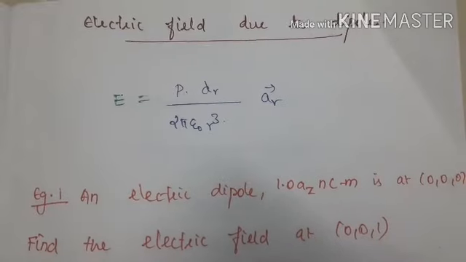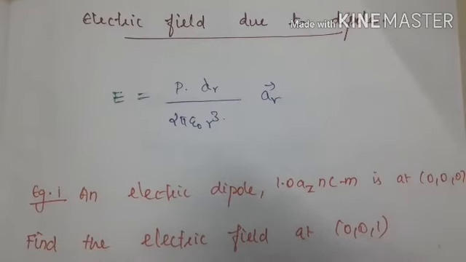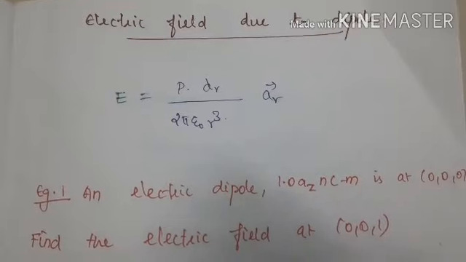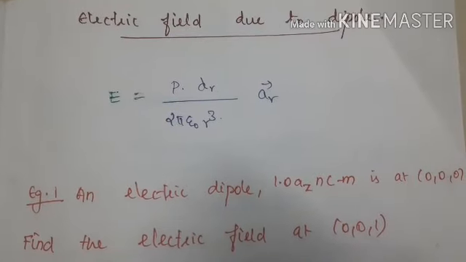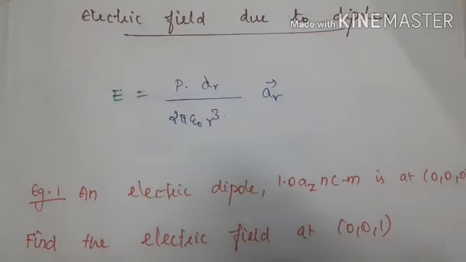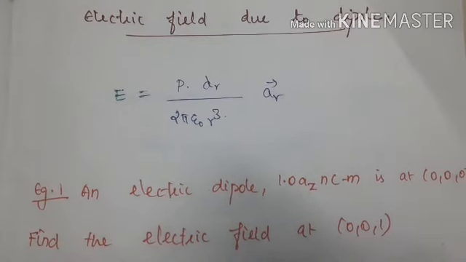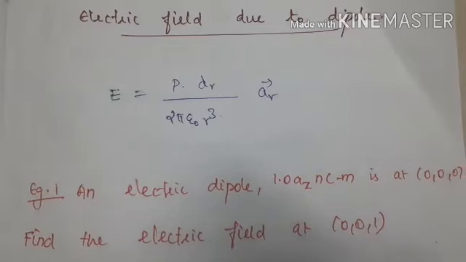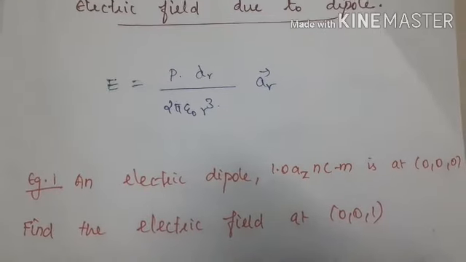Now we will see the electric field due to the dipole. We have already seen the potential due to the dipole. So what is the formula for potential due to dipole? It is P·AR vector by 4 pi epsilon naught, right? Here we are having 2 pi epsilon naught.